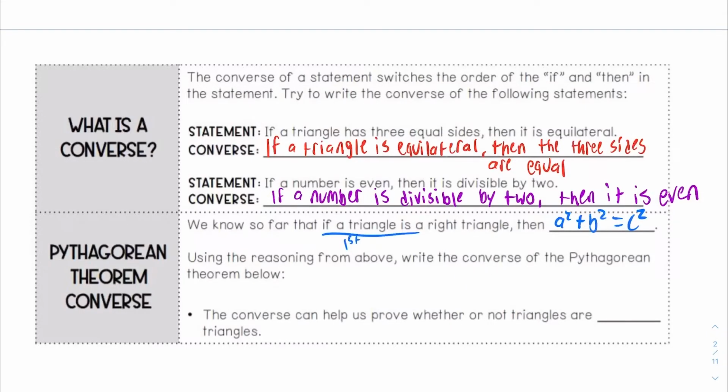This left part, this if part, that's the first part, and the then is the second. When we converse this, we're going to say if the equation is true, if a squared plus b squared equals c squared, then if that formula works, if the two legs square and then add together to make c squared, then it must be true that the triangle is right.